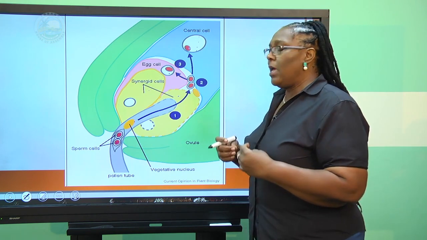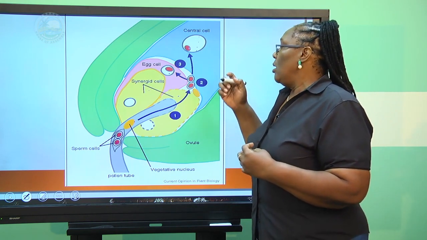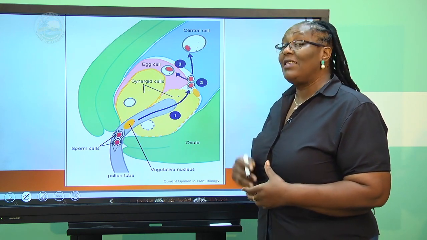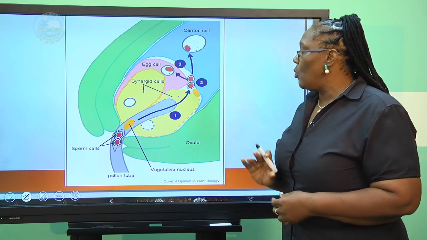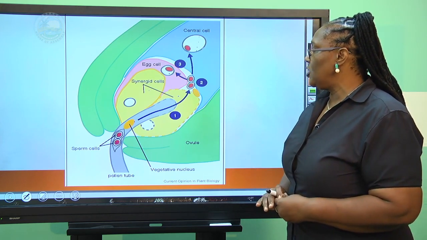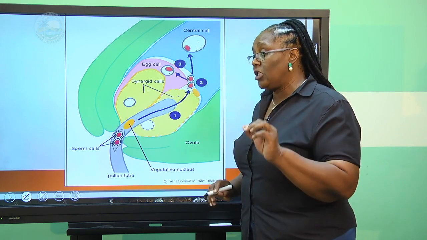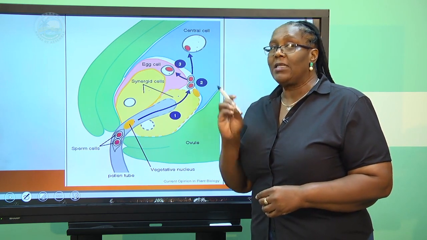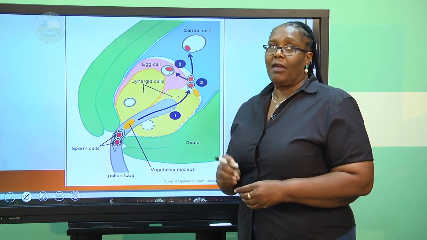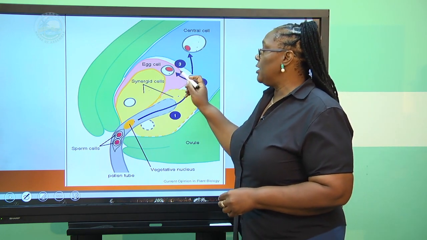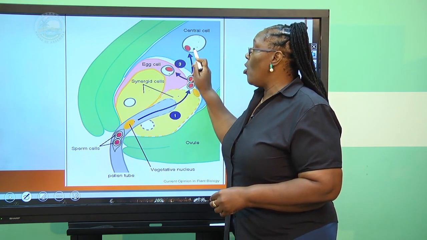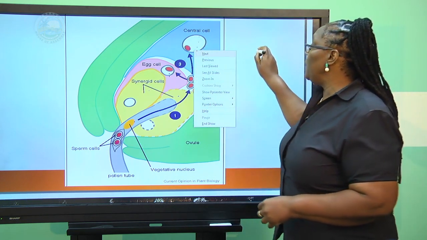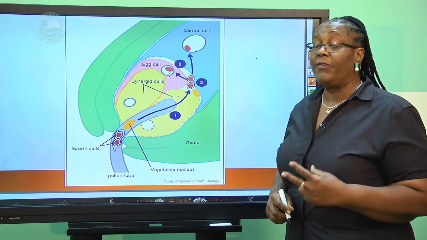But the endosperm is initially the cell that will be formed when you have the second fertilization. So here is where we are seeing double fertilization, because remember, fertilization is the fusion of the nucleus of the male gamete with the nucleus of the female gamete. So you had a fertilization occurring here, and you also had a fertilization occurring here. And this is what we call double fertilization. You had two fertilizations occurring.